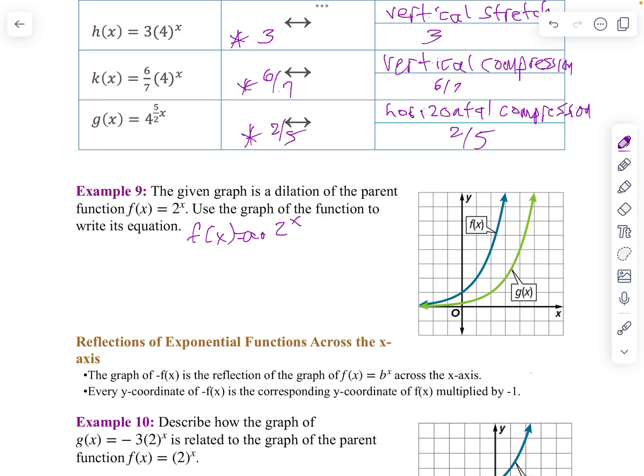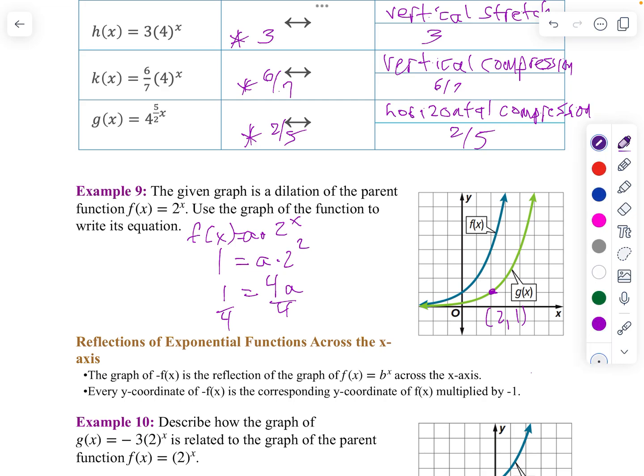Well, let's pick a value I know. I like this point right here on g of x. So on g of x, I probably should have said g of x equals a times 2 to the x. My ordered pair is 2 and 1. So in other words, 1 is my y value, and 2 is my x value. So 2 to the second. So that'll help me find a. So in other words, 1 equals 4a. So we divide by 4. A is 1/4.